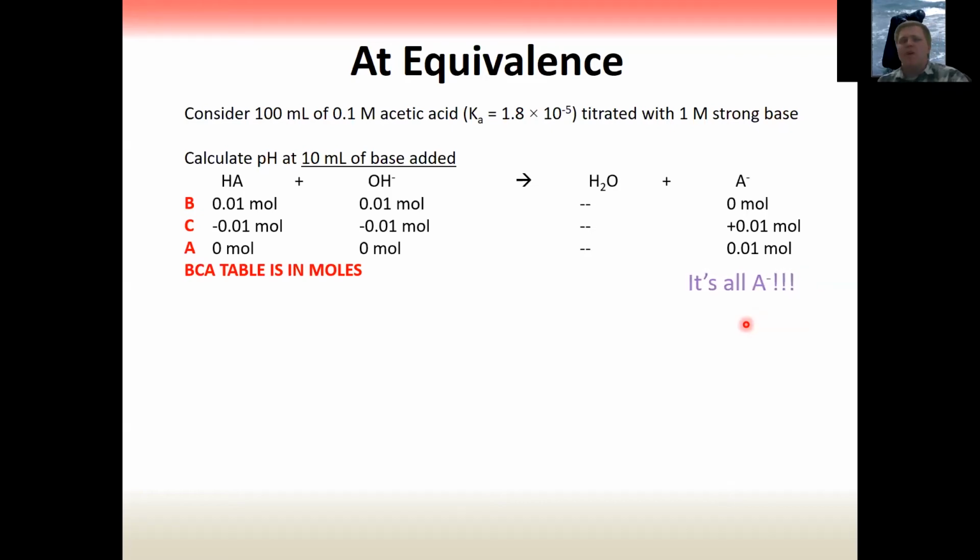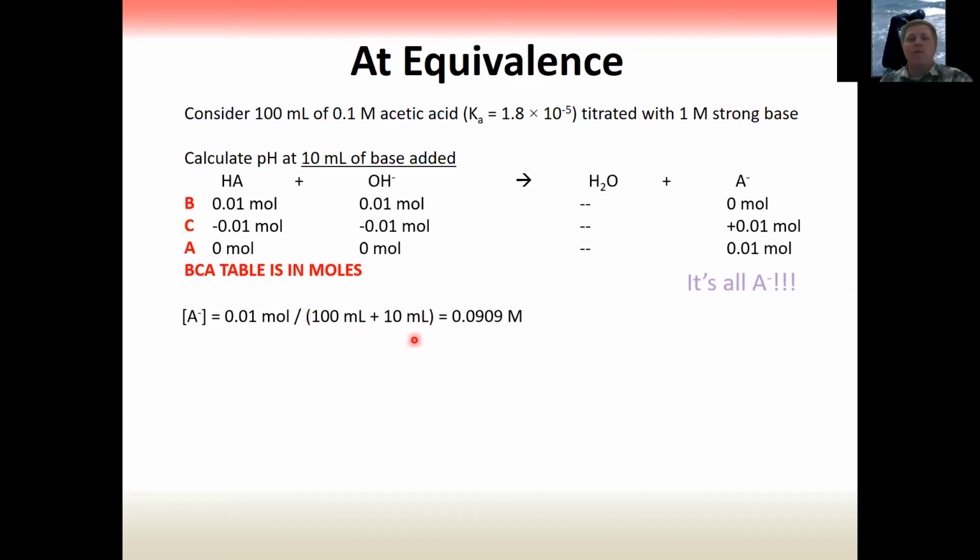Well, here again, we're actually going to use an ICE table now. We can't use the Henderson-Hasselbalch because we have no acid. But what we have to do is notice we don't have the concentration of the A minus, so we actually have to calculate the concentration of the A minus. So we're going to take the number of moles there, and we're going to divide by the total volume.